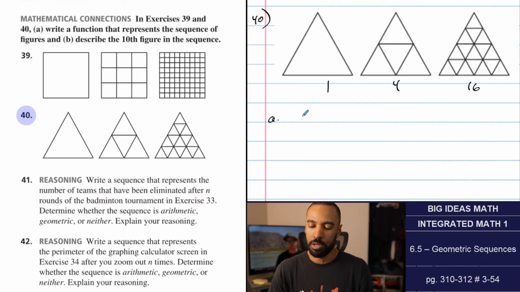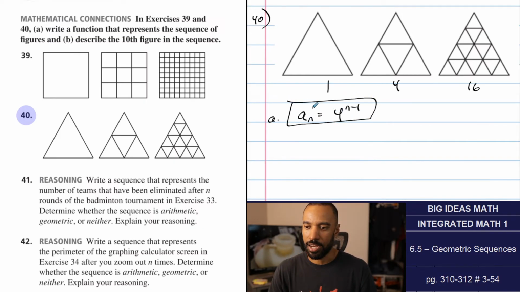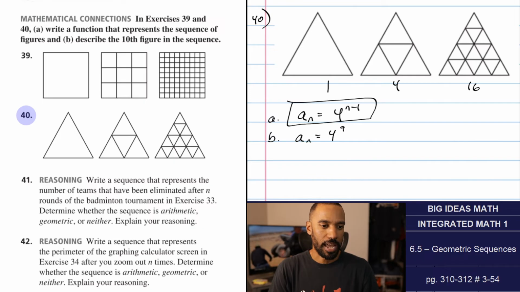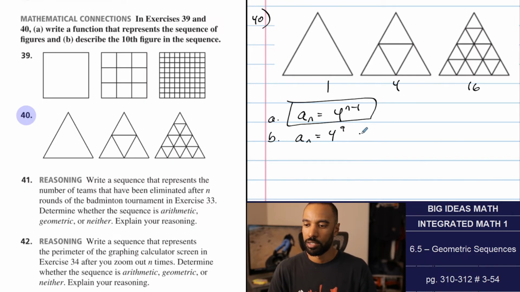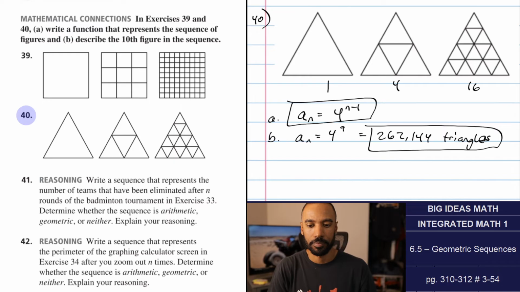Our rule for this one can be a sub n equals 4 to the n minus 1 power, because we start with a 1. So there's that. And then the 10th term is 4 to the 9th power, 4 to the 10 minus 1. So 4 to the 9th power describes how many triangles there are in this sequence. And there are 262,144 equilateral triangles. Okay. But they're really small now.